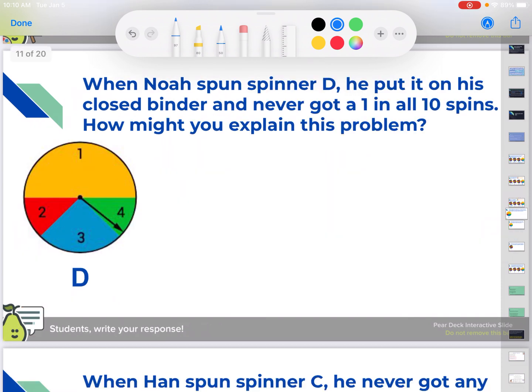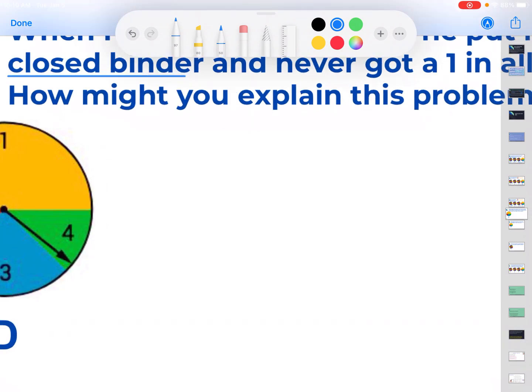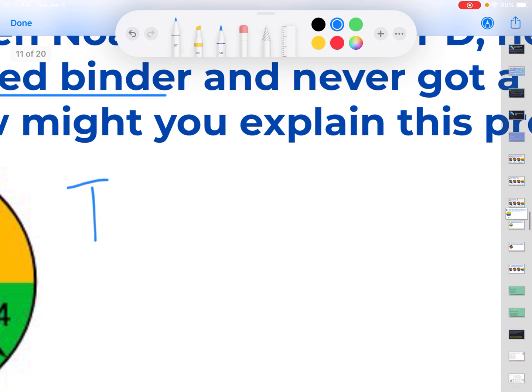When Noah spun spinner D, he put it on his closed binder. Think of a 3-ring binder, a big binder with 3 rings, with the spinner sitting on it. So the spinner is not flat. And he never got a 1 in all of the spins. How might you explain the problem? The binder, or the spinner, was not sitting flat.